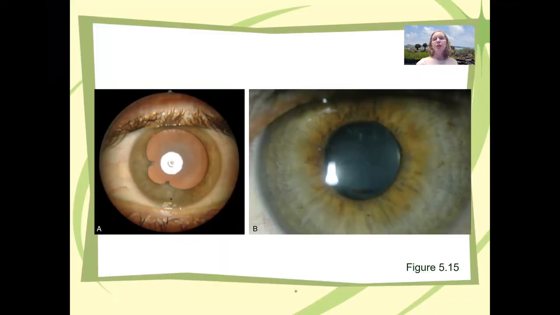So in these images, you can see some cases of posterior synechiae where the posterior iris is stuck onto the lens. Here, the iris is still stuck onto the lens. In this case, it was stuck onto the lens and came apart, and you can still see the pigment from the posterior iris on the anterior surface of the lens.